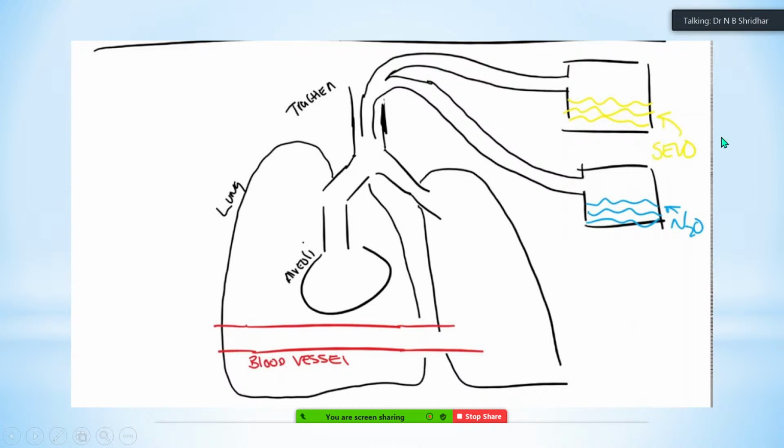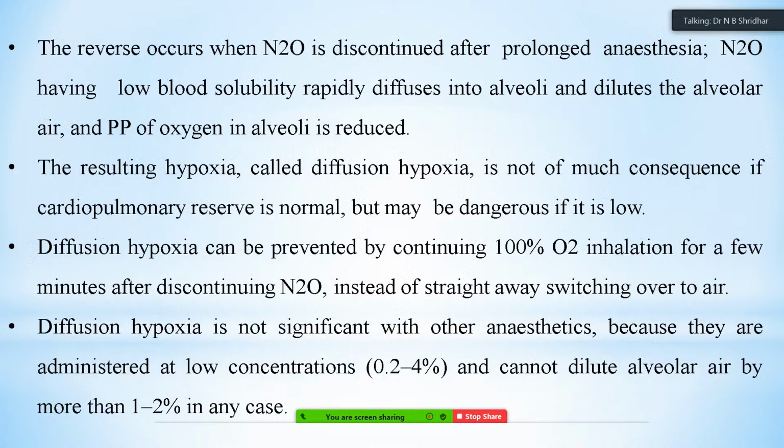So this is known as the second gas effect, or otherwise the two gas effect. The reverse occurs when nitrous oxide is discontinued after prolonged anesthesia. Nitrous oxide has low blood solubility, whereas halothane has high blood solubility, and the nitrous oxide diffuses into the alveoli and dilutes the alveolar air. The partial pressure of oxygen in the alveoli is reduced.